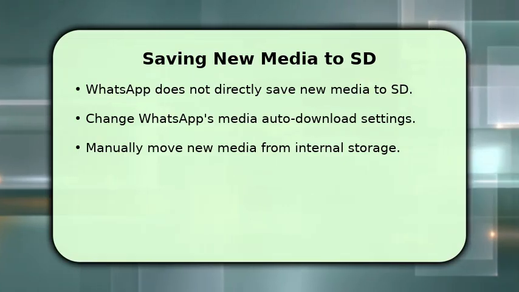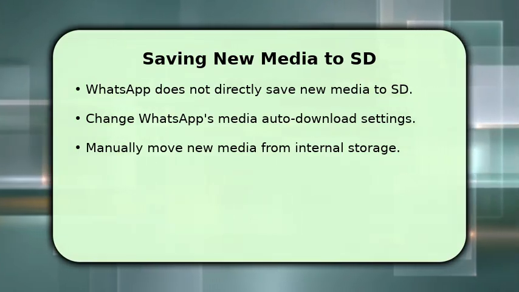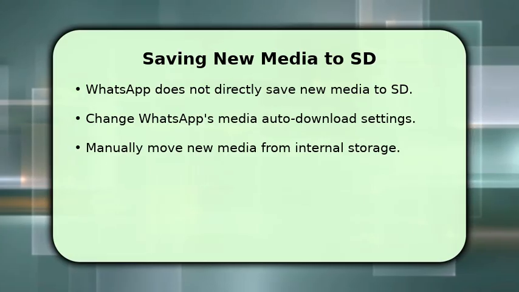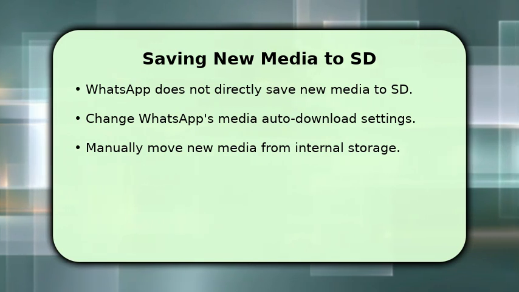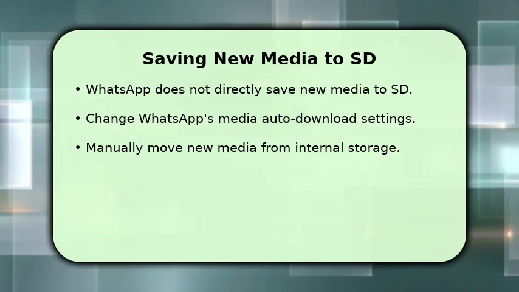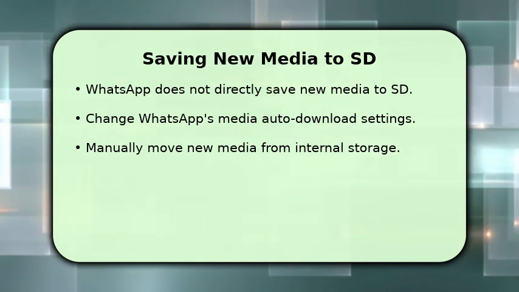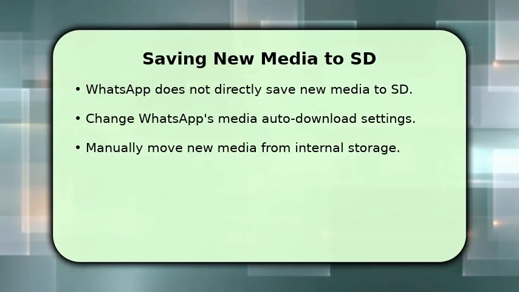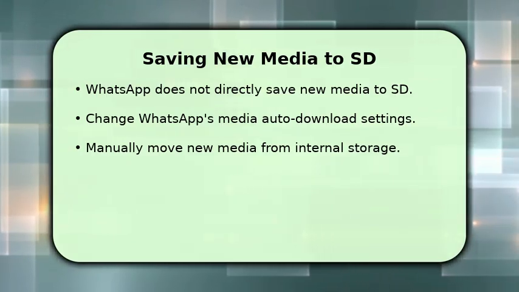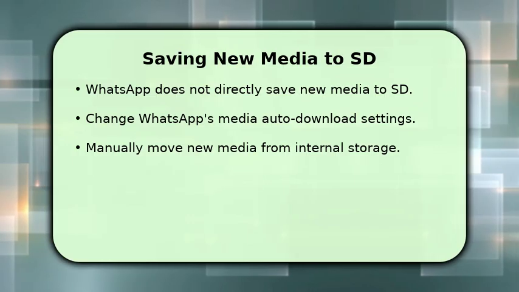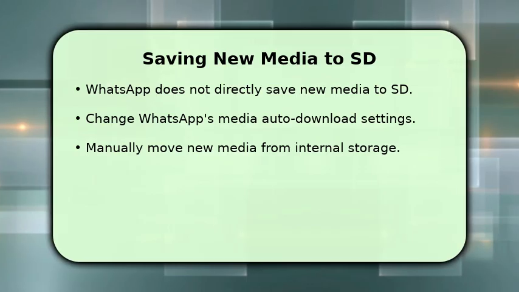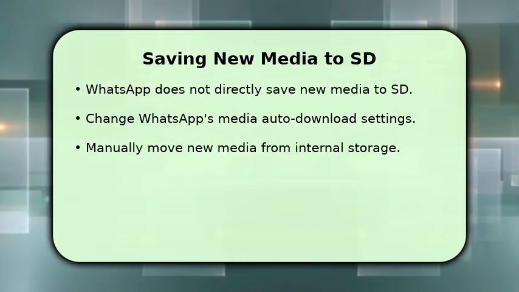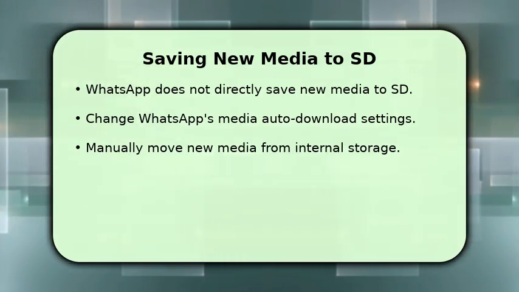Unfortunately, WhatsApp doesn't offer a direct setting to save new incoming media straight to your SD card. However, you can manage this by adjusting your media auto-download settings within WhatsApp to prevent automatic saving to internal storage. For new media you do download, you'll need to periodically move it manually from your phone's internal storage to the SD card using your file manager. Some users also explore third-party applications to automate this transfer process.